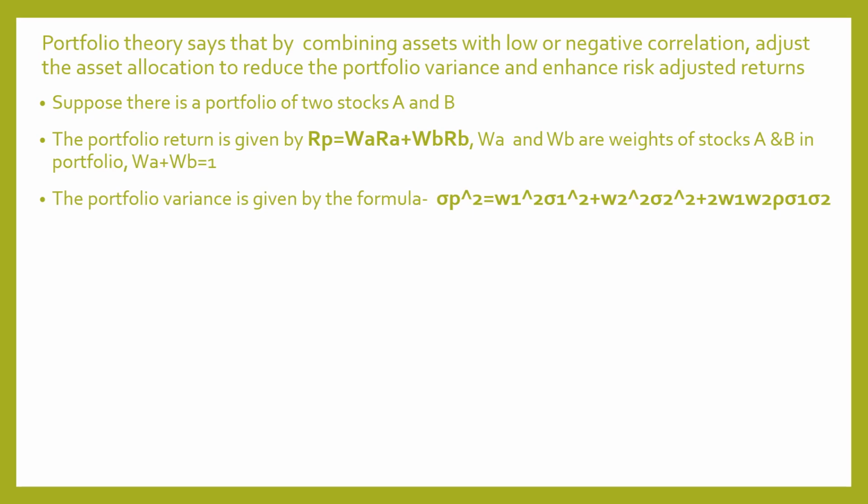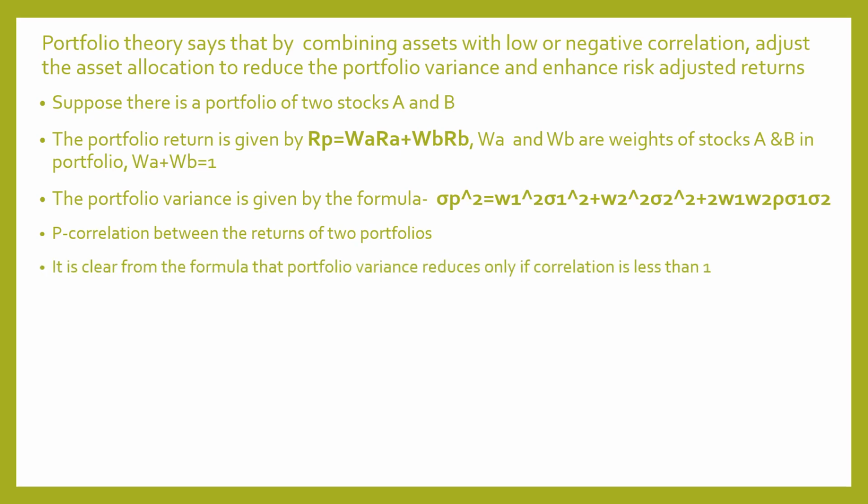The portfolio variance is given by the formula: weight squared multiplied by the standard deviation squared of asset 1, plus weight squared multiplied by the standard deviation squared of asset 2, plus 2 into W1 into W2 into the correlation between the two assets into the standard deviation of 1 into the standard deviation of 2. It is clear from the formula that portfolio variance reduces only if the correlation is less than 1.